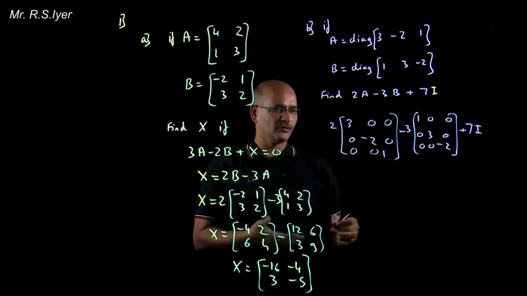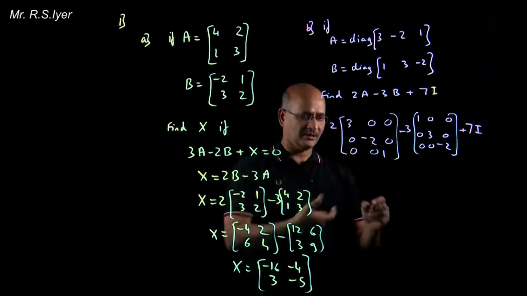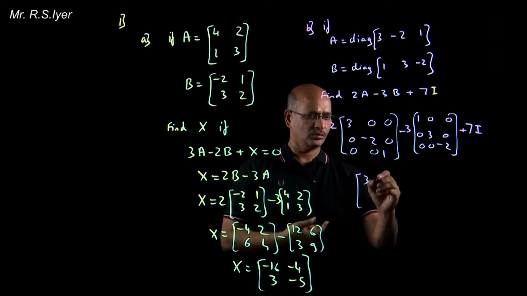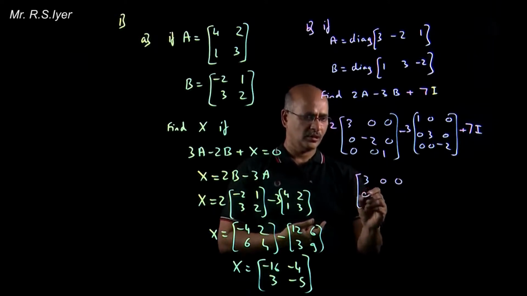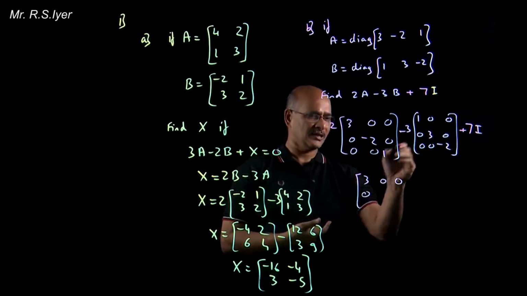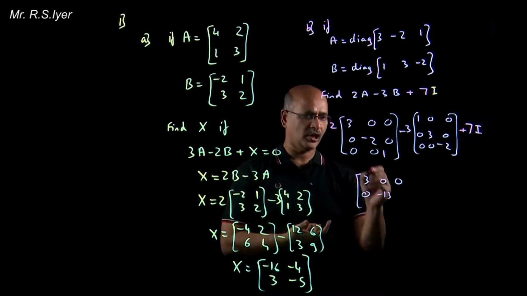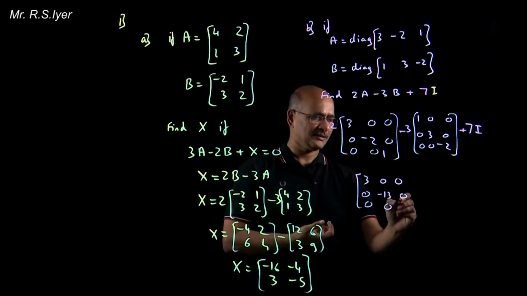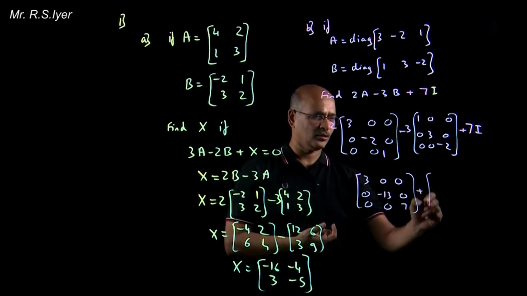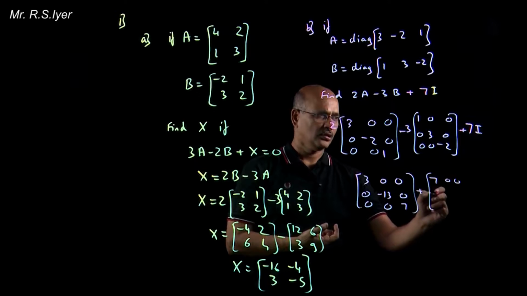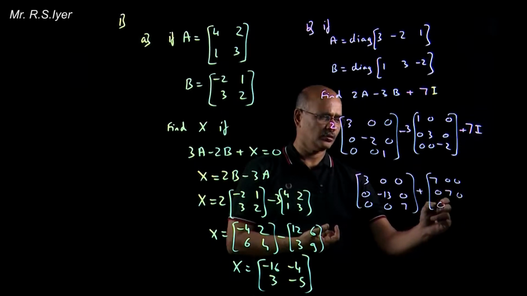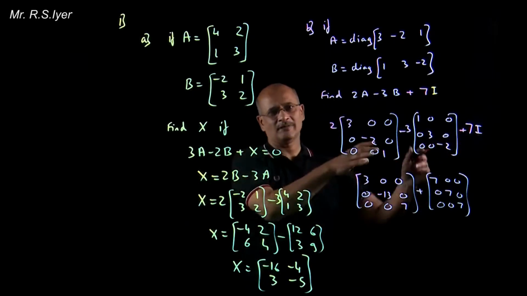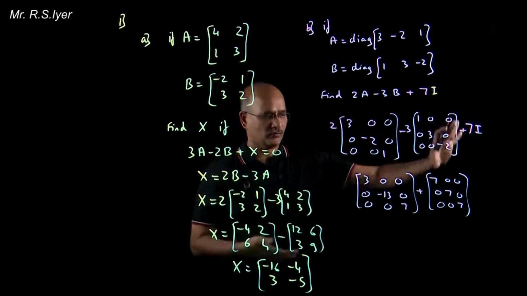Once you finish with this, 2 3s are 6, 6 minus 3 is 3. Then it is 0, 0, 0, minus 4 minus 9, minus 4 minus 9 is minus 13, then 0, 0, 0, 2 plus 6 is 8. Now plus 7i, I can go ahead, so 7 0 0, 0 7 0, 0 0 7. Let me work this out directly now because there was no space, otherwise you can just take that 7i over there and work it out your own way.